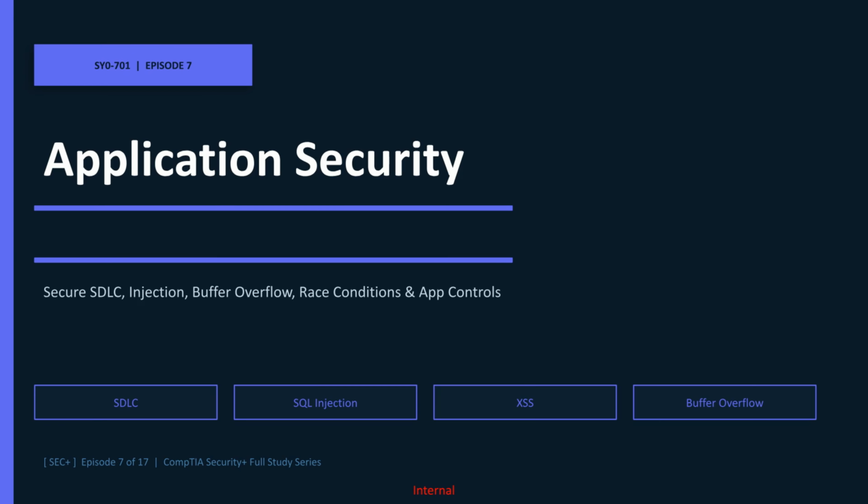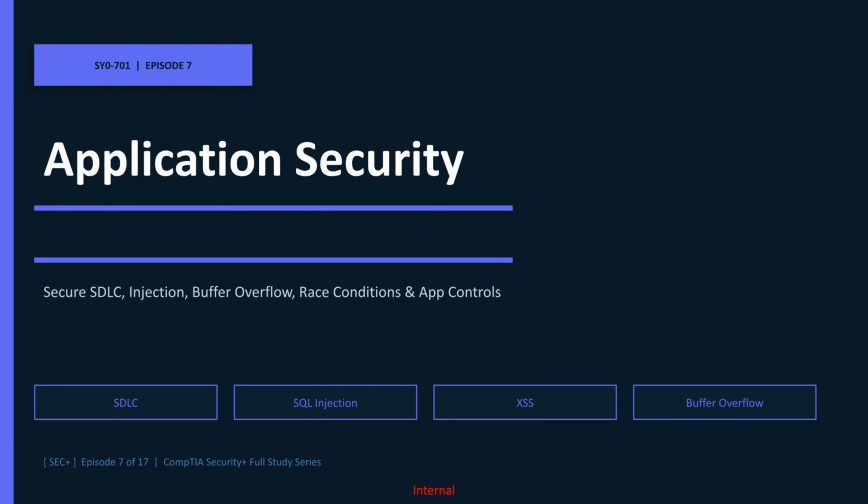Welcome back to the CompTIA Security Plus series. This is episode 7, Application Security. We cover secure software development, SQL injection, cross-site scripting, buffer overflows, race conditions, and application security controls. This chapter maps to domain 2.3 and 2.4.